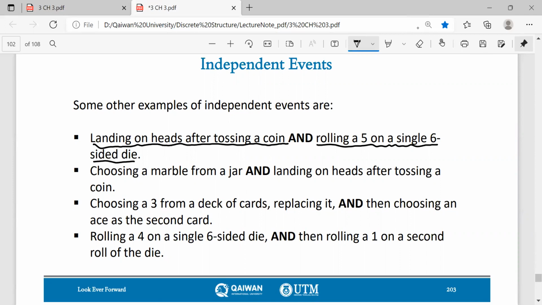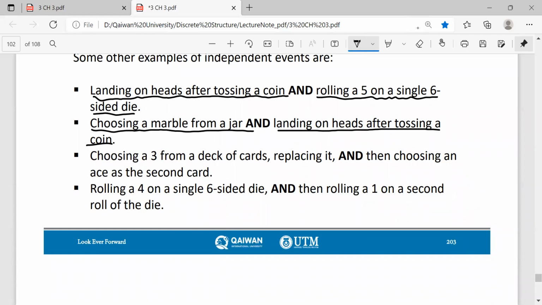And these are independent events. For the second example, choosing a marble from a jar and landing heads after tossing a coin. And these two are independent of each other.